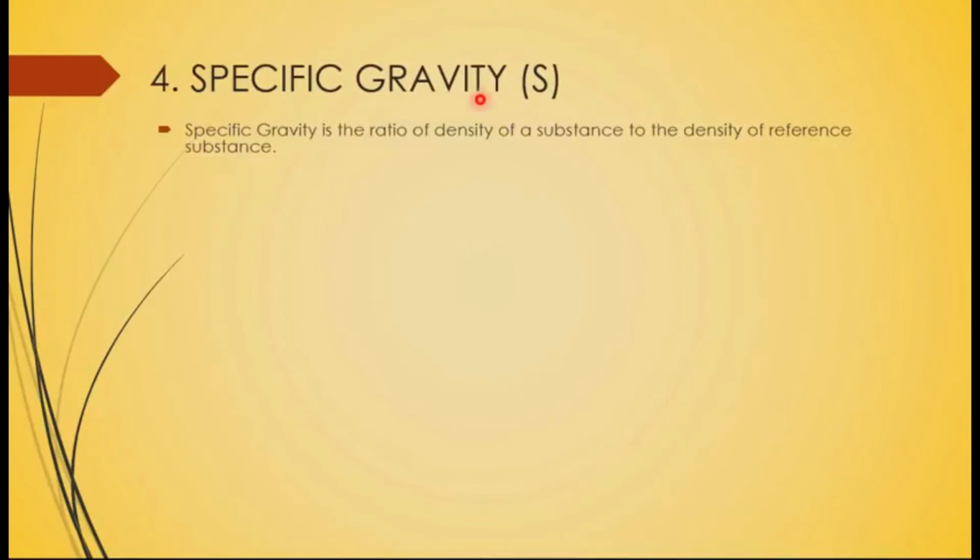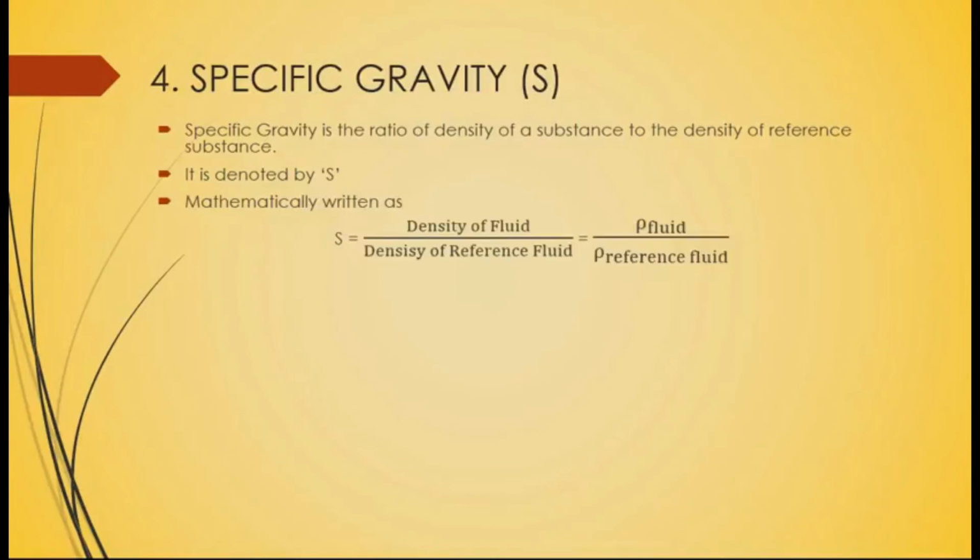Specific gravity is denoted by capital S, and it is the ratio of density of that substance to the density of a reference substance. Mathematically, we can write it as density of fluid by density of reference fluid, rho fluid by rho reference fluid. The reference fluid is water for liquids and air for gases. We know very well that liquids and gases together are called fluids. It is a dimensionless quantity because it is the ratio of two densities of fluids, rho fluid by rho reference fluid.